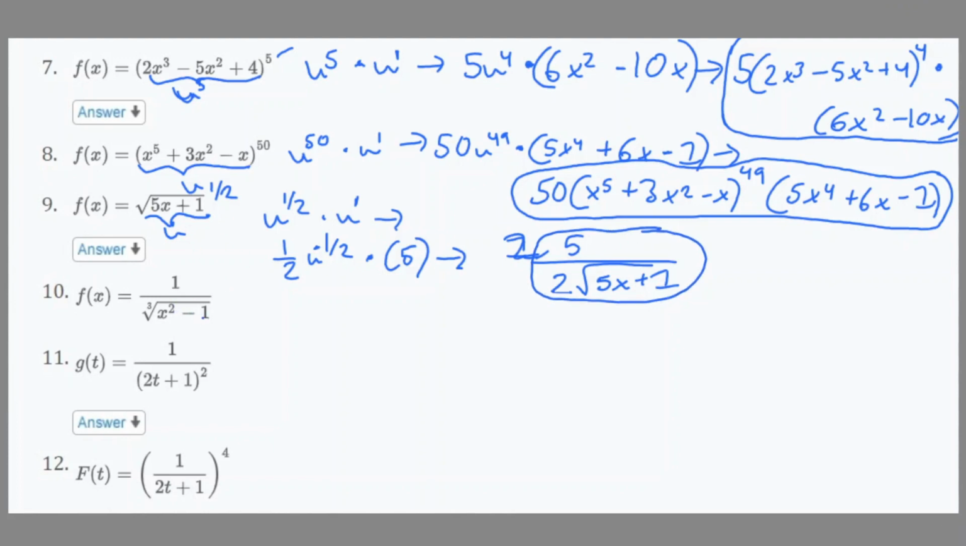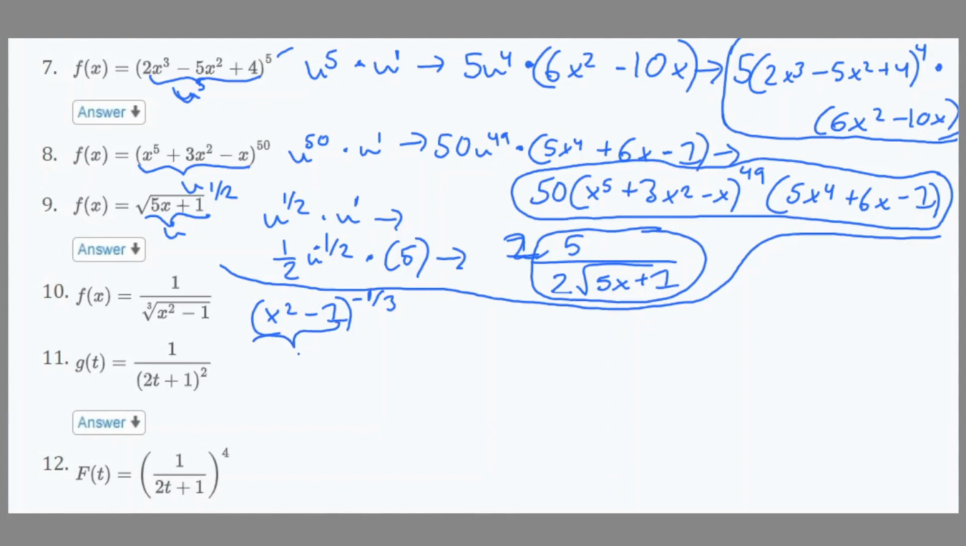So number 10 is one of the questions that you could use the quotient rule for, but I really wouldn't suggest it if you don't want to waste time. Since there's nothing on the numerator, we could rewrite the cube root of x squared minus 1, which has a 1/3 power on the bottom. If you move it to the numerator, it would be negative 1/3. We could rewrite it as x squared minus 1 to the negative 1/3 power. So now it's a lot easier to find the derivative.